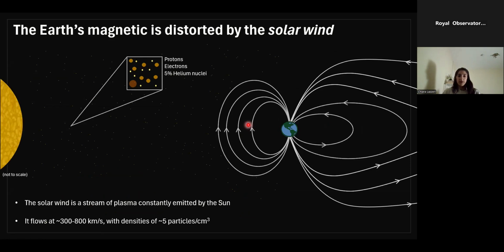So when we think about the space environment just outside our planet, we usually think of a vacuum, and that's not entirely correct. In fact, the sun constantly emits this stream of plasma that we call the solar wind. The solar wind is mostly made up of protons, electrons, and some heavier helium nuclei. And these particles flow at velocities between 300 and 800 kilometers per second. So they'll take about 2 to 3 days to reach the Earth.